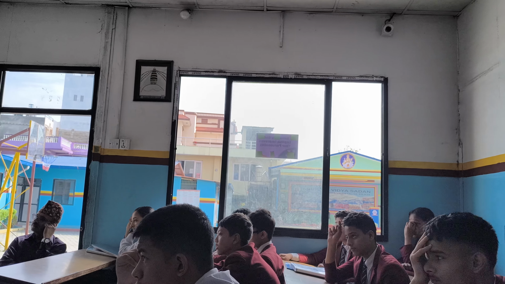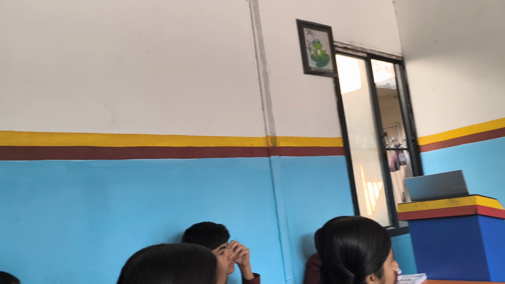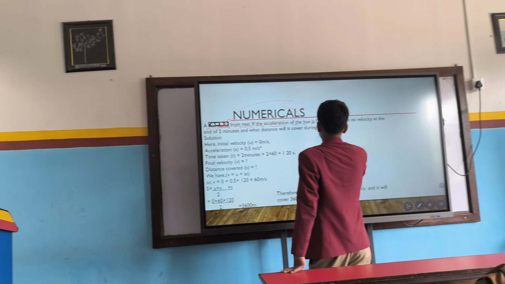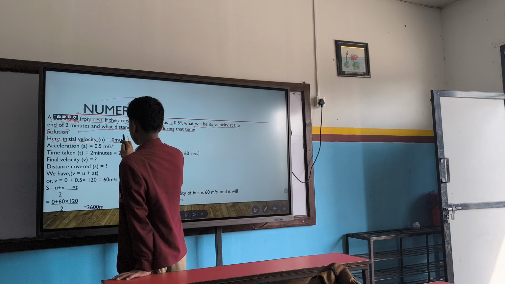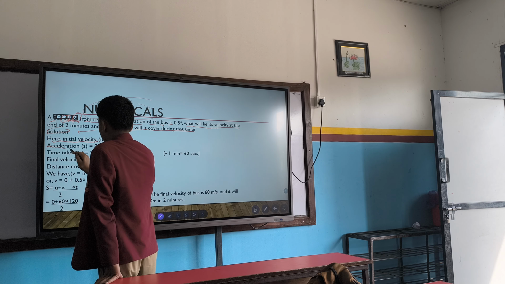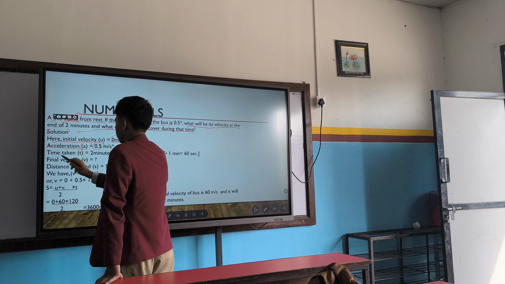Numerical: A bus starts from rest. If the acceleration of the bus is 0.5 meter per second squared, what will be its velocity at the end of 2 minutes, and what distance will it cover during that time? Solution: here initial velocity u is equal to 0 meter per second. Acceleration a is equal to 0.5 meter per second squared. Time taken, 2 minutes, is equal to 2 into 60, which is 120 seconds. Final velocity v is what? Distance covered s is equal to what?